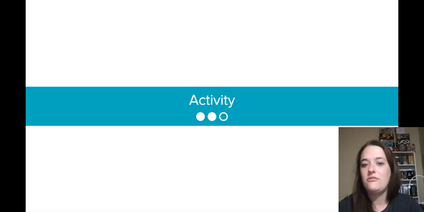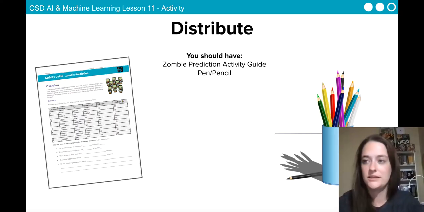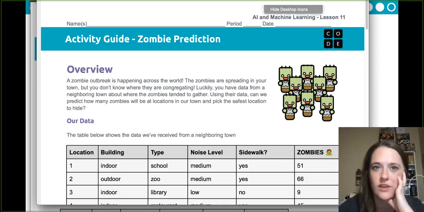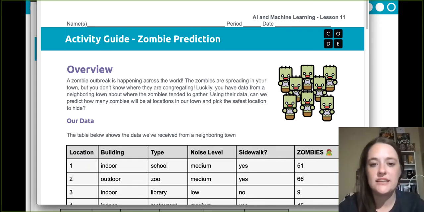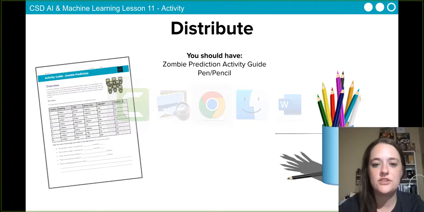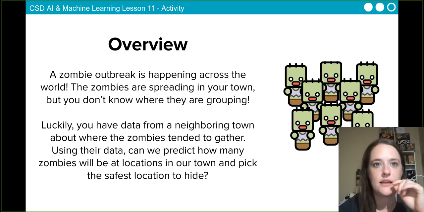You have an activity guide to download. The first one we're going to look at is called Zombie Prediction. All right, so we are looking at the Zombie Prediction Activity Guide. It is the first activity guide out of 2 activity guides. And I want you to look over the data.